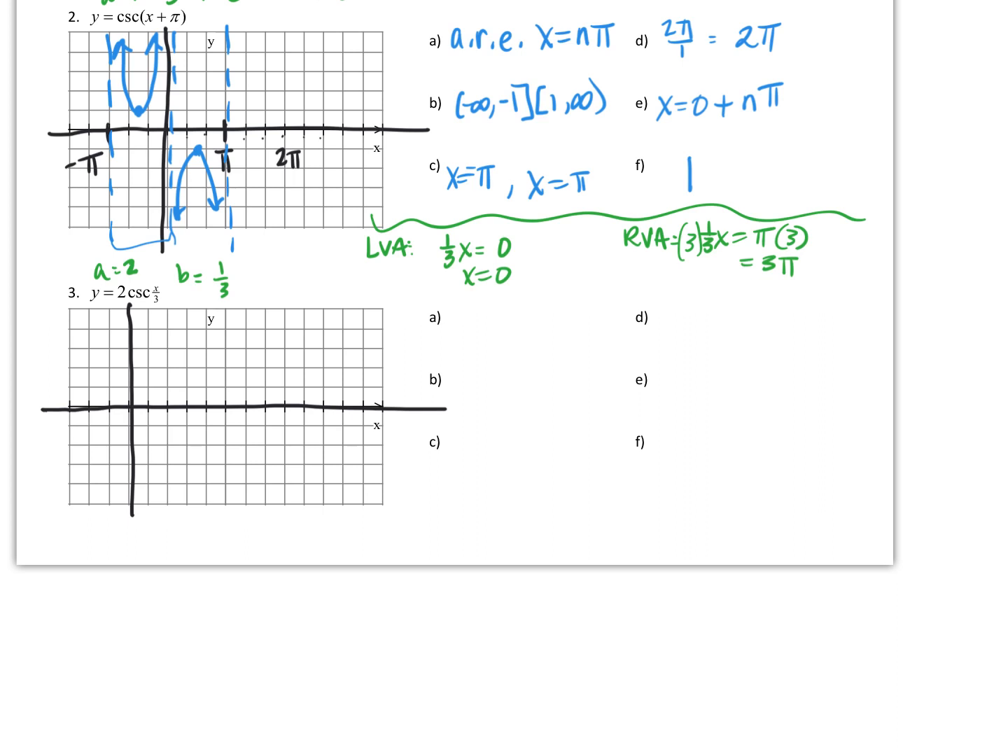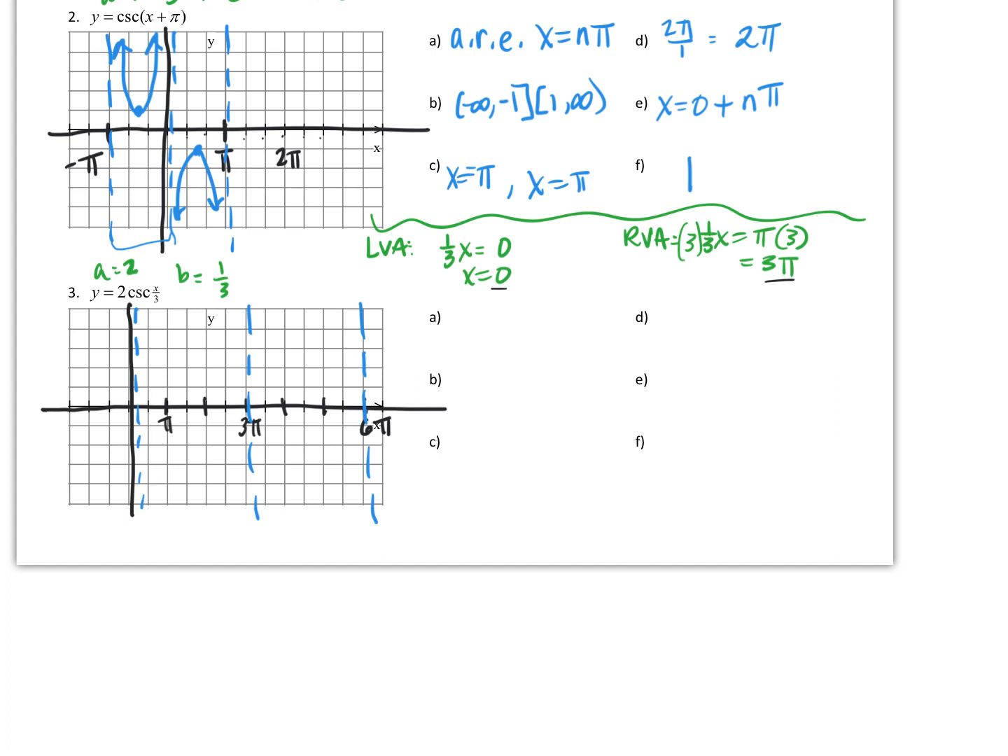And stop and think. If I have an asymptote at 0 and at 3 pi, that's half the period. So that means the full period will take me all the way to 6 pi. So I'm going to do a pi, 2 pi, 3 pi, 4 pi, 5 pi, 6 pi. Okay, so we have a 0, a 3 pi, a 6 pi.